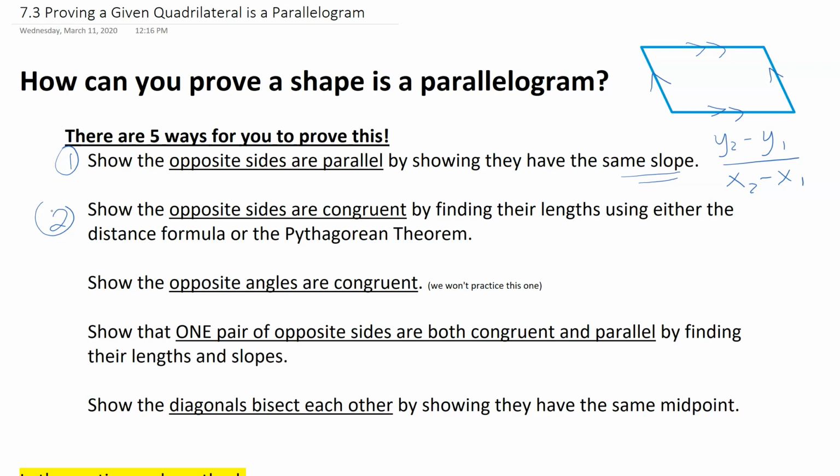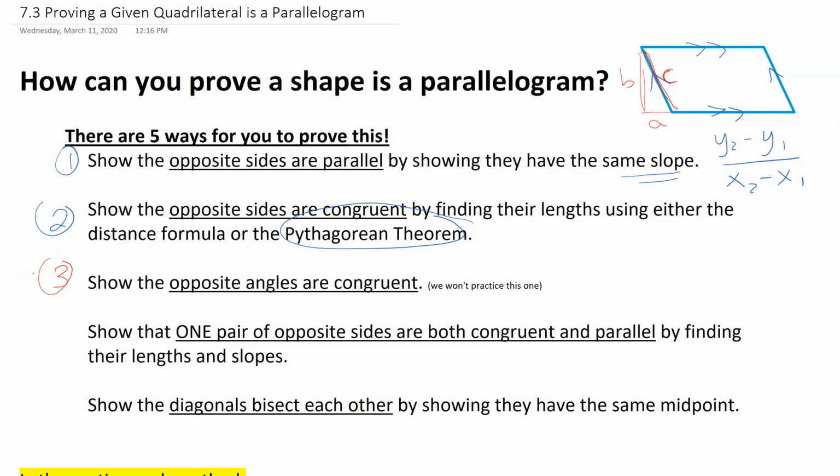That's one way. The second way to show something is a parallelogram is to show that the opposite sides are congruent. Now, in order to do this, we'll need to find their lengths using either the distance formula or the Pythagorean theorem. You know I'm a fan of the Pythagorean theorem whenever it's possible, and in order to do that, if we want to find the length of this side, we just make it a right triangle, and we use these two sides for our legs, and then we use the side we're looking for, c.